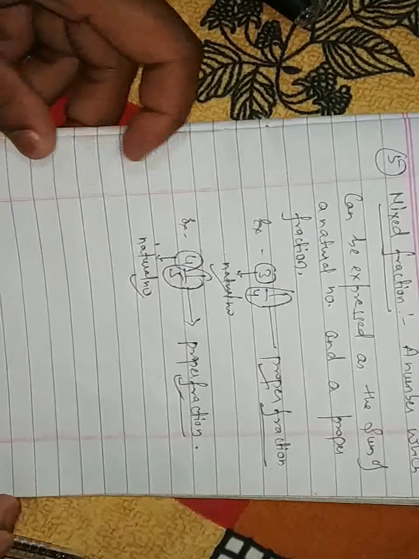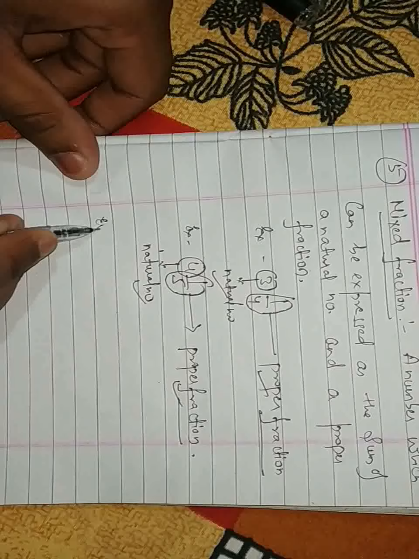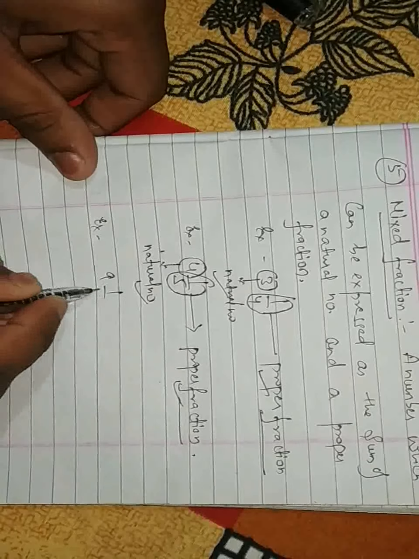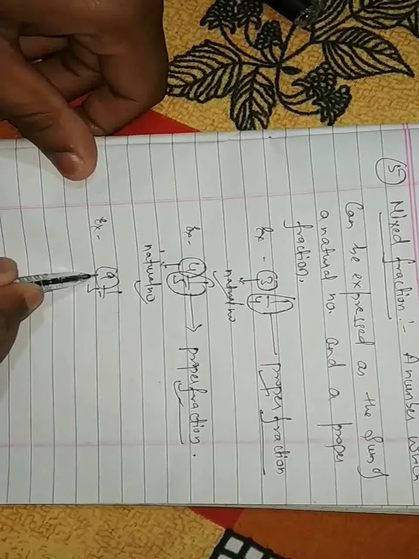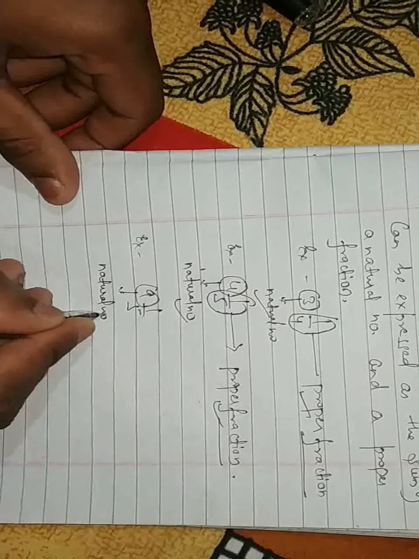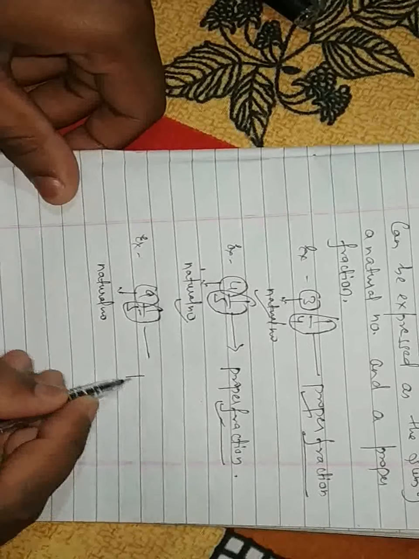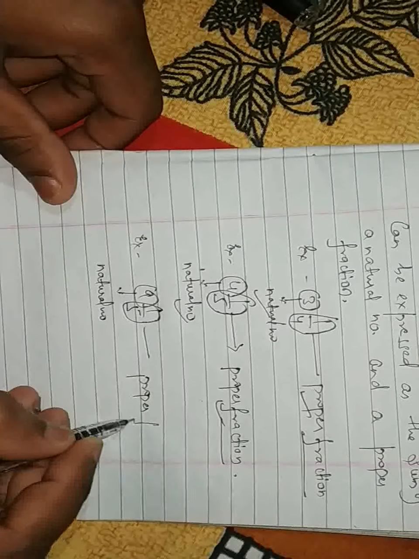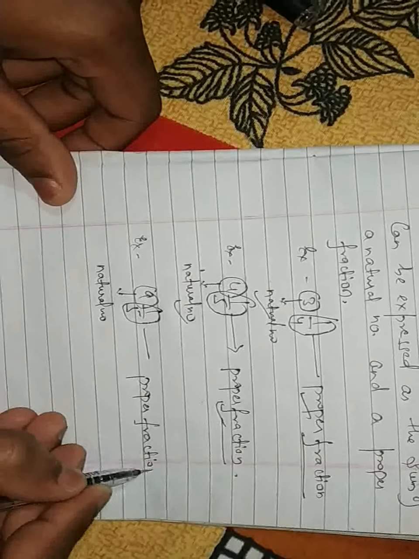I hope it is clear. Let's take one more example. 9 integer 1 by 5. This 9 is again a natural number and this 1 by 5 is a proper fraction. So it is an example of a mixed fraction.